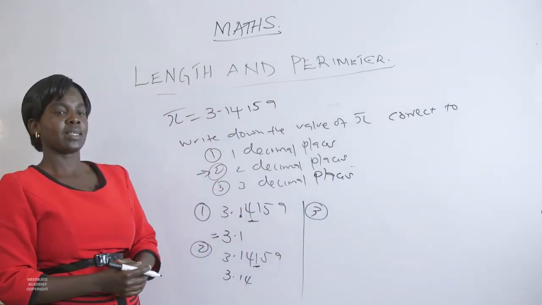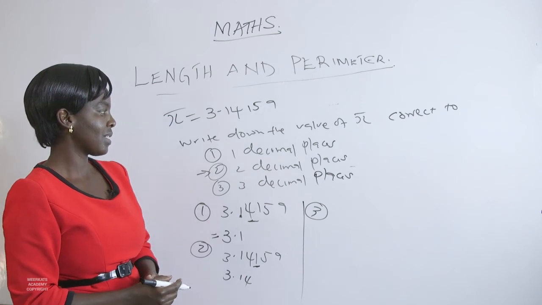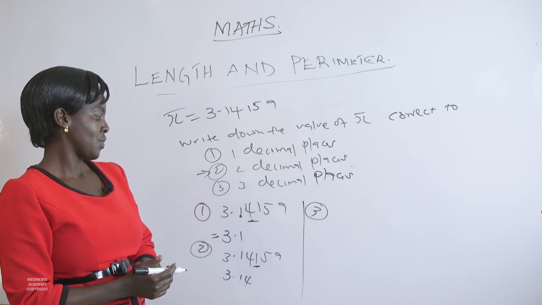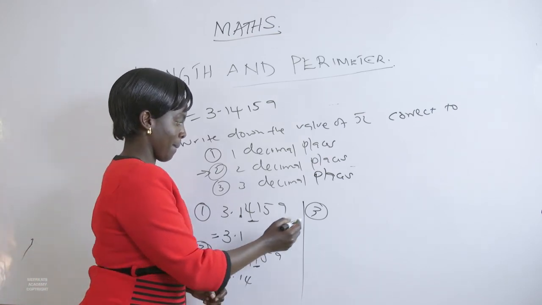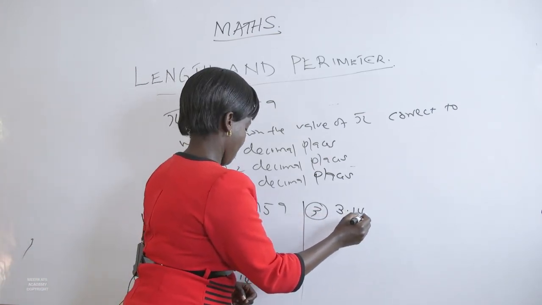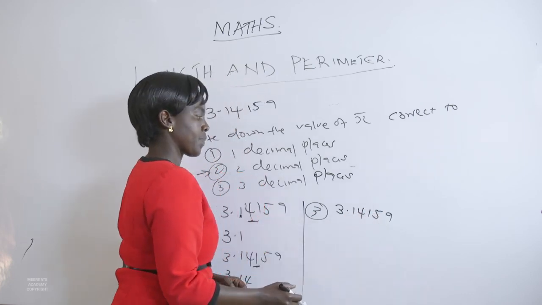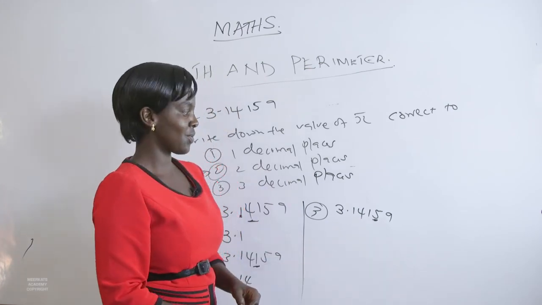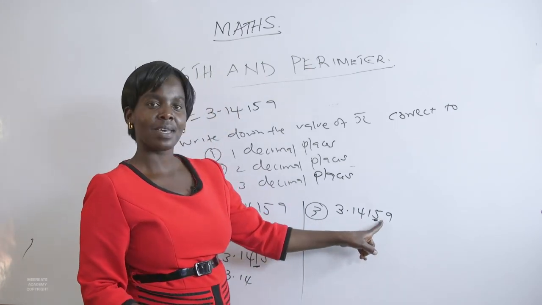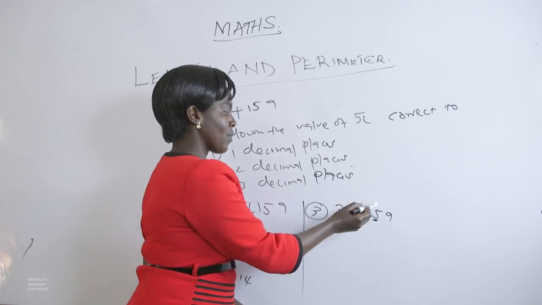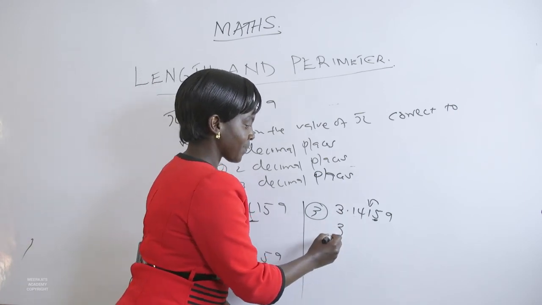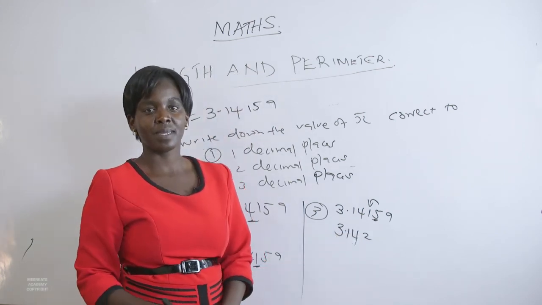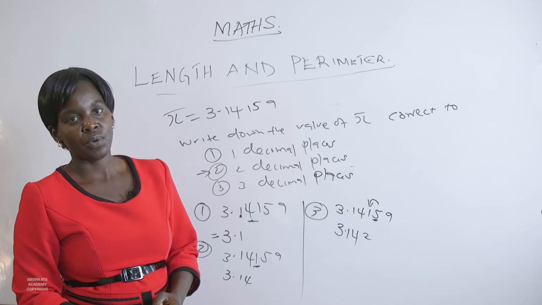If you are told to convert it to 3 decimal places, what are we supposed to do? You again look at the next number after the third decimal place. You realize that it is 5. It is 5 or more, so we add 1. We had 1 here. And the answer will be 3.142.